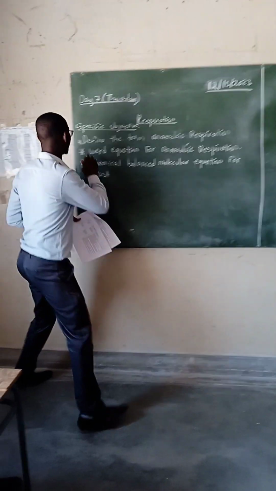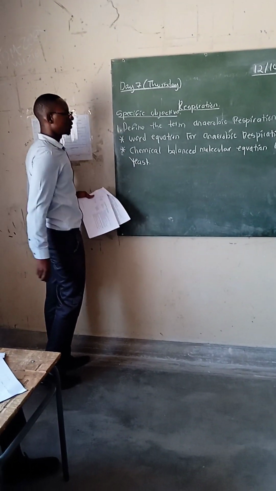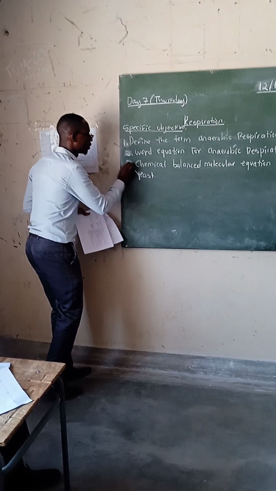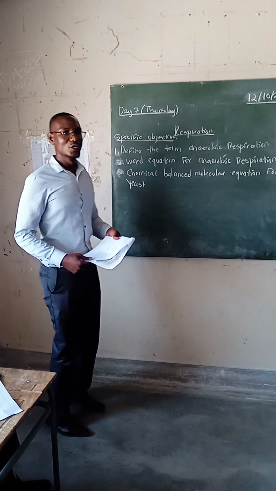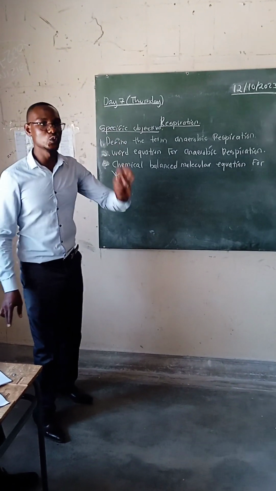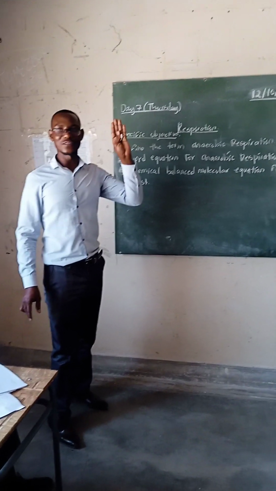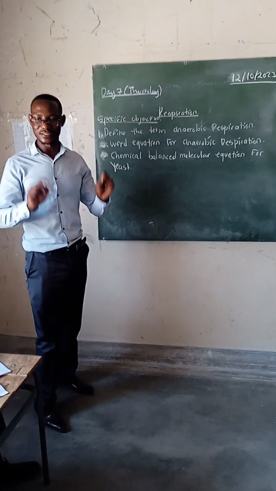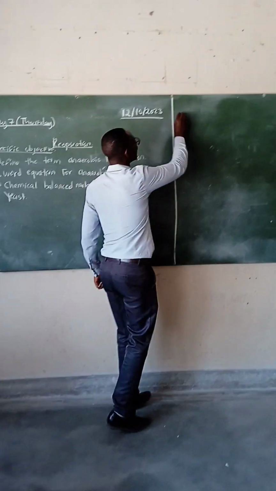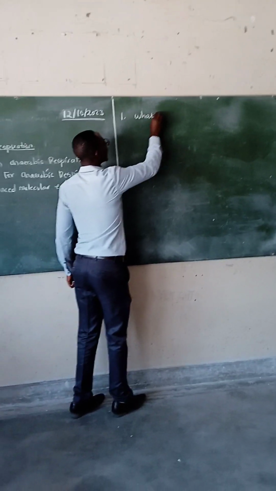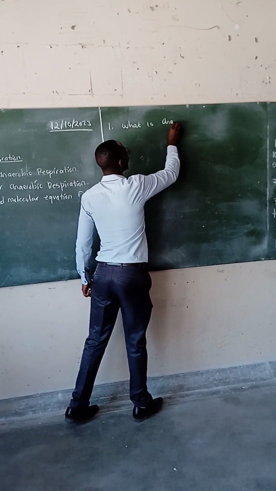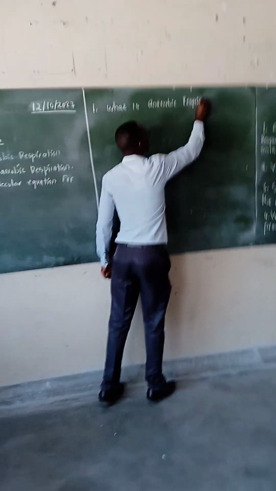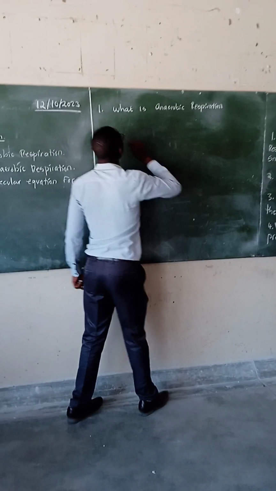Okay. Let's start with the definition. Let's number them: specific objective number 1, specific objective number 2, specific objective number 3. For the first, I want you, at the end of this presentation, to define what anaerobic respiration is. So let's start. Number 1. What is anaerobic respiration?